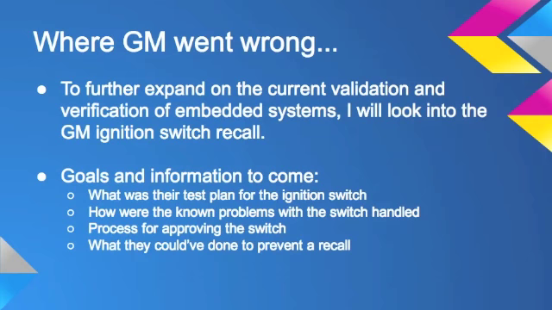For the last part of my project, I decided to look into the current GM ignition switch recall and see where they went wrong. My goals and information that I would like to achieve. What was their test plan for the ignition switch? How were the known problems with the switch handled? What was the process for approving the switch? And what could they have done to prevent a recall?